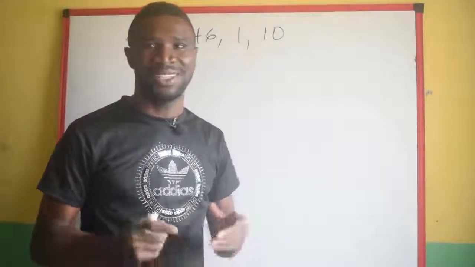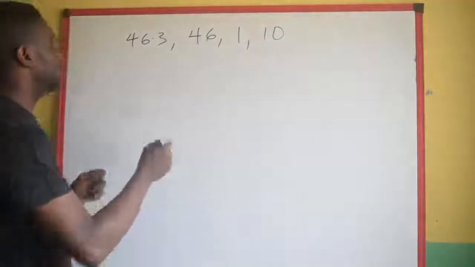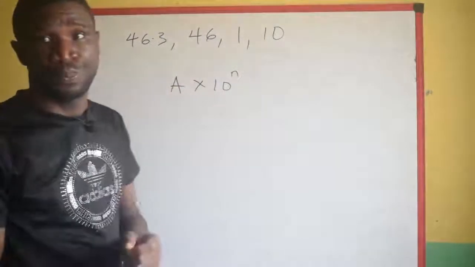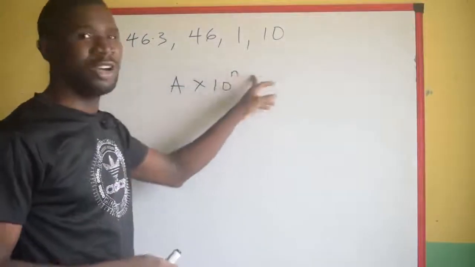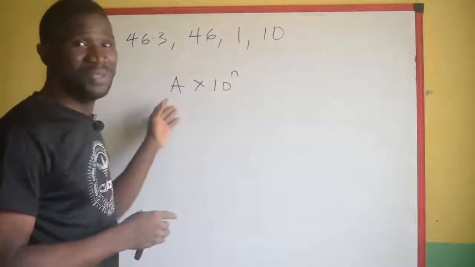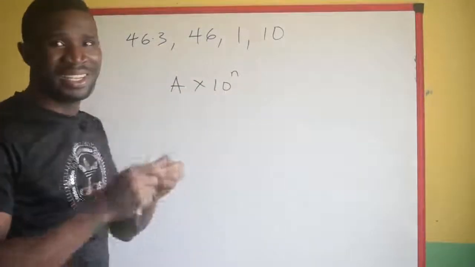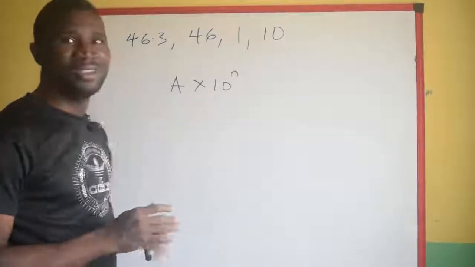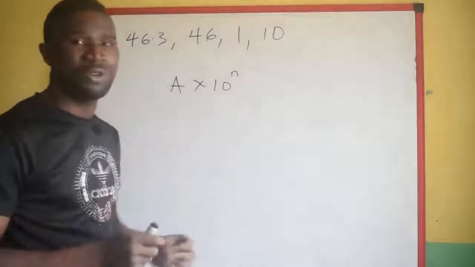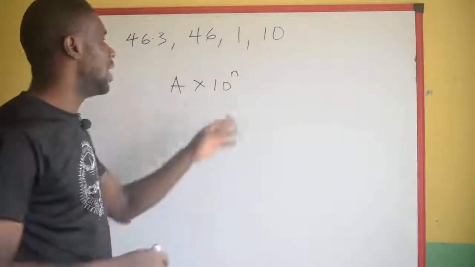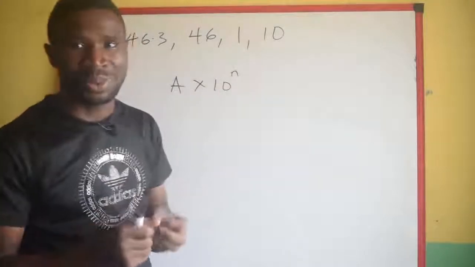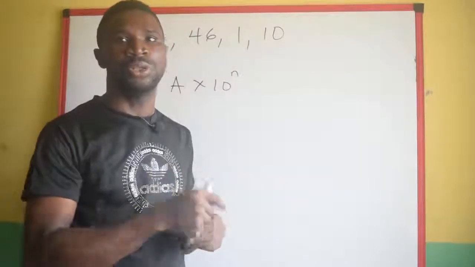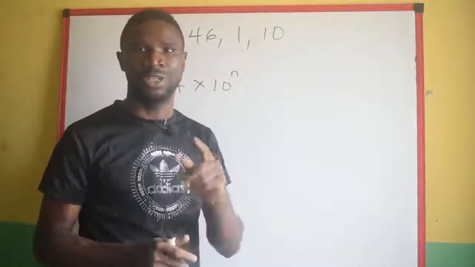So when you say that a number is in standard form, that number must have this form: a times 10 raised to the power n. The question is, what does a stand for? How about n? In terms of this a, you find out that this a is either a decimal or a whole number. If it's a decimal, the decimal point must be at the back of the first digit that is greater than 0. And n simply means the number of steps that you have taken to move the decimal point from its initial position to the back of the first digit that is greater than 0.